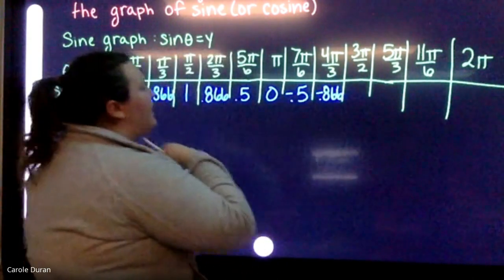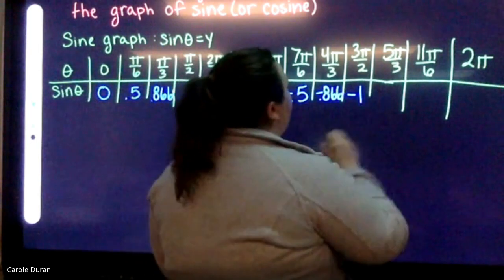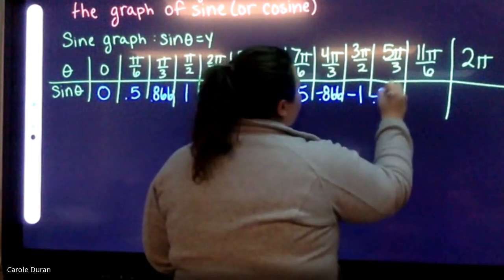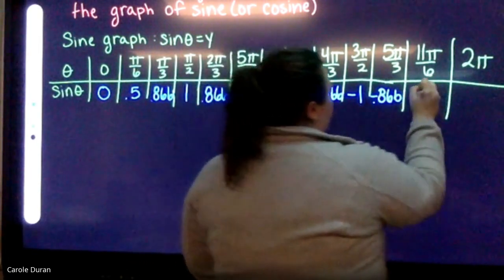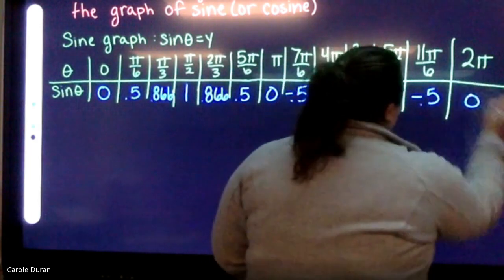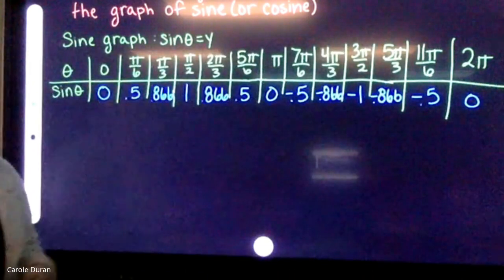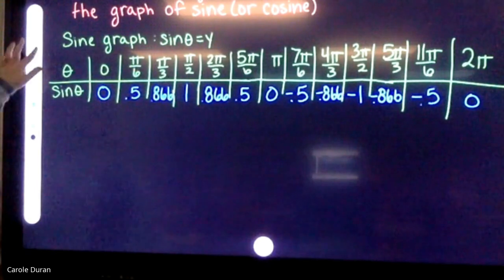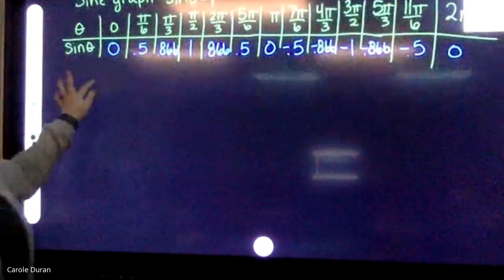3 pi over 2 then is going to be negative 1. 5 pi over 3 is going to be negative 0.866. 11 pi over 6 is going to be negative 1/2, and 2 pi is going to be 0. Do you see the pattern? Yes.